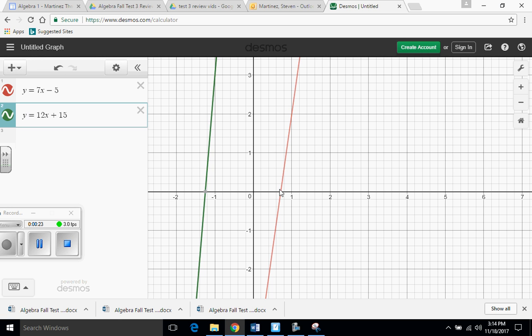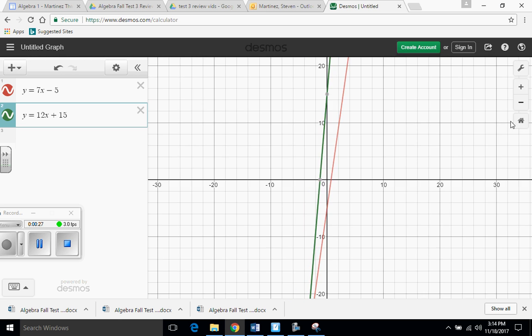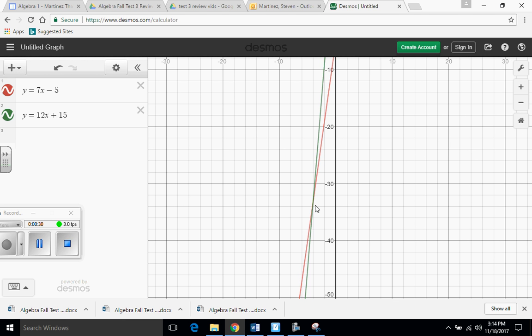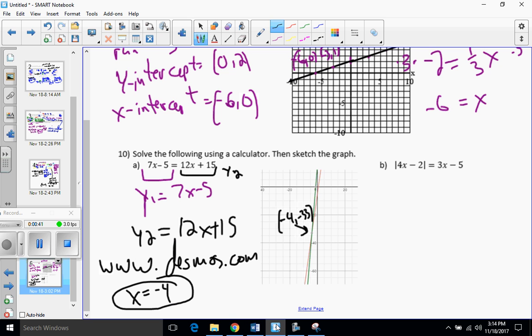It cannot be seen here, so I'm going to go ahead and zoom out, and it looks like they're going to cross down here. And if you just tap on that, you'll see that it's the point (-4, -33). And so go ahead and make a sketch of that on your review sheet right there. Label the point of intersection, and x is equal to -4.